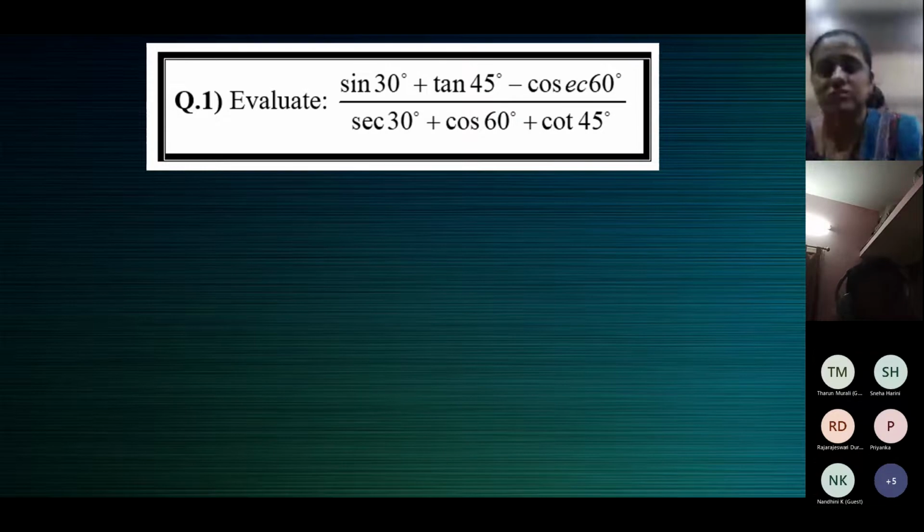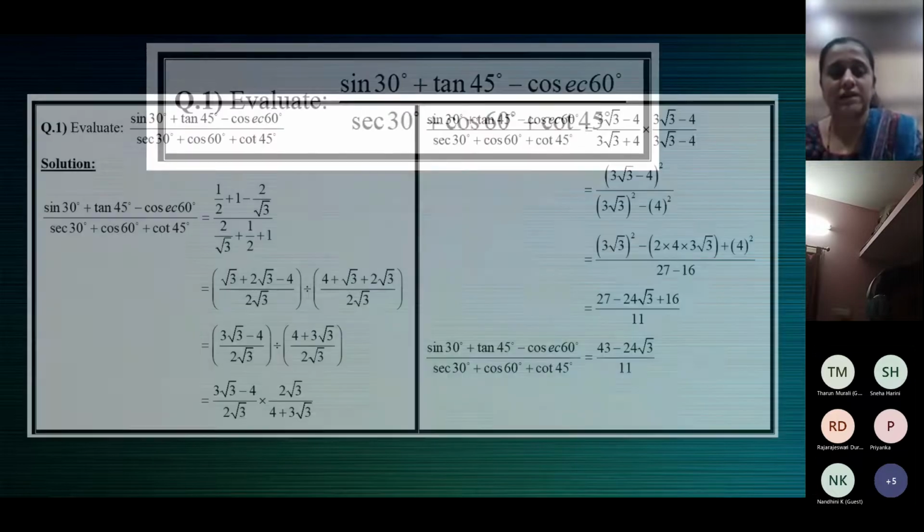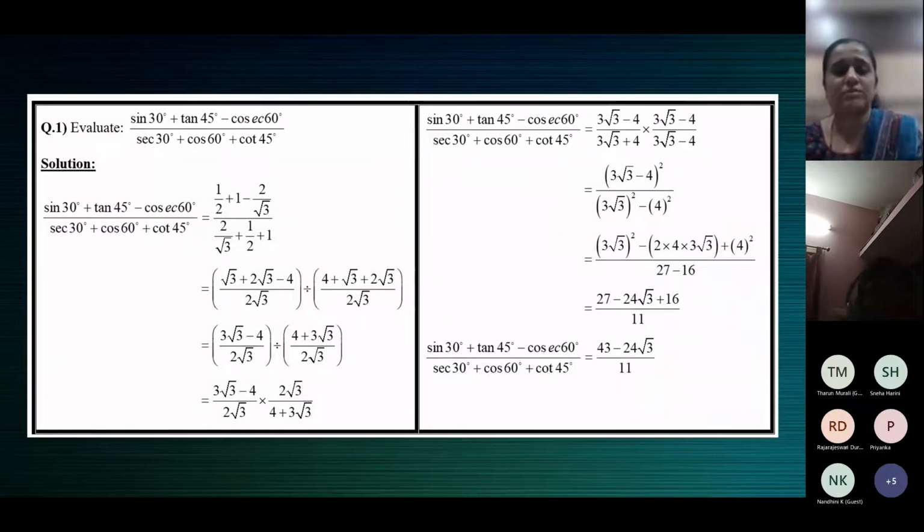Take down the question. Don't copy blindly. So these are the values from the table. These are the values which we fetch from the table. And then this is just simplification. Please work this, you should understand.